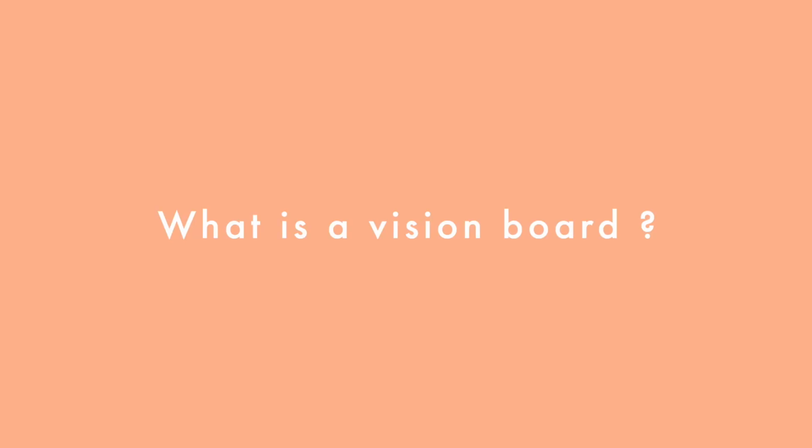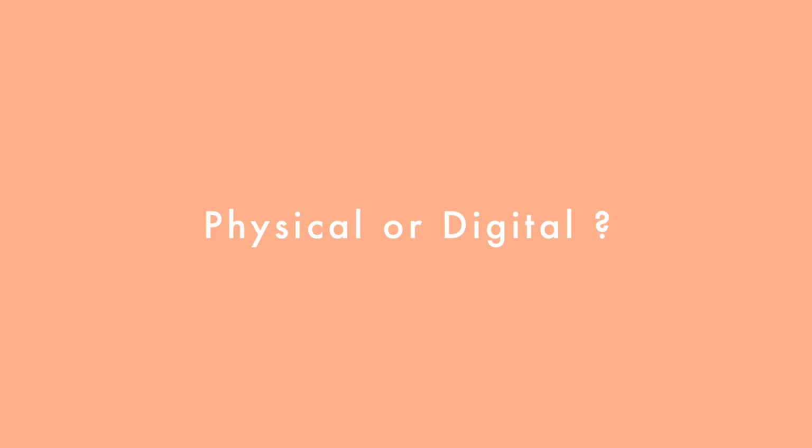Okay, so the first question you're probably asking yourself, if you've never heard about vision boards in general, is: what is a vision board? A vision board is basically a board where you put pictures and collages of the things you actually want to achieve and manifest in your upcoming year. I know some people do it for the next 5 years, but that's just a bit too far away from me. So I personally just do it every single year.